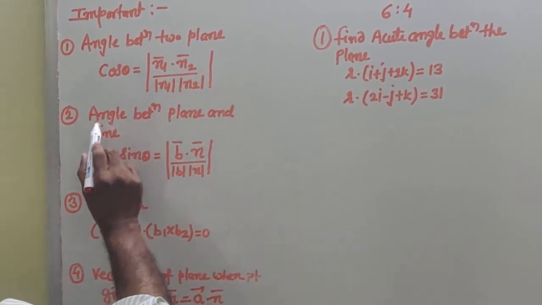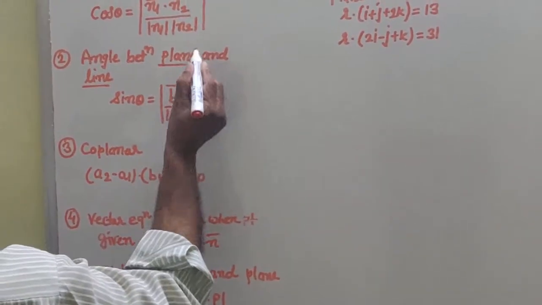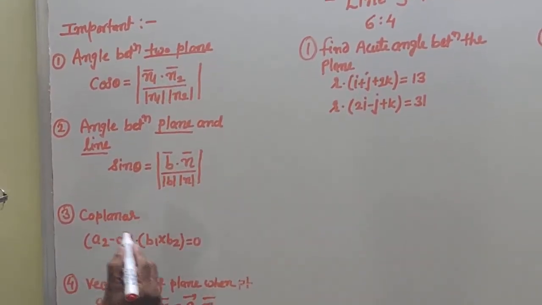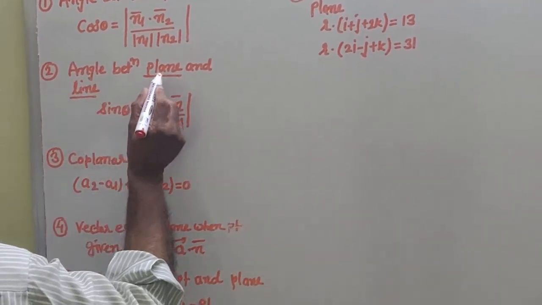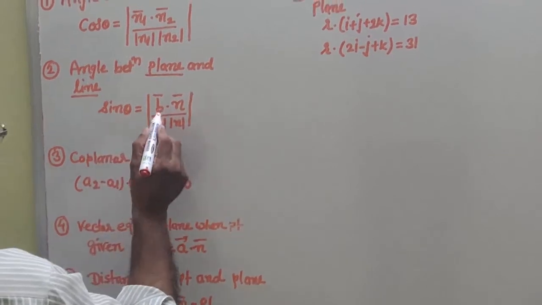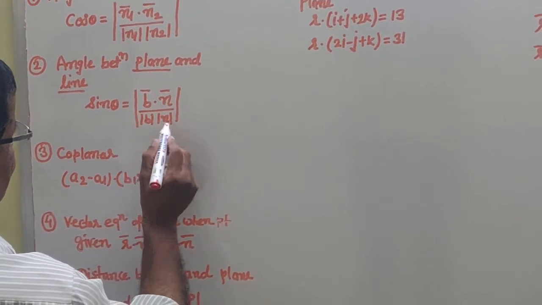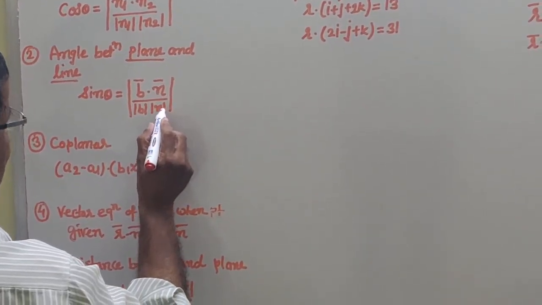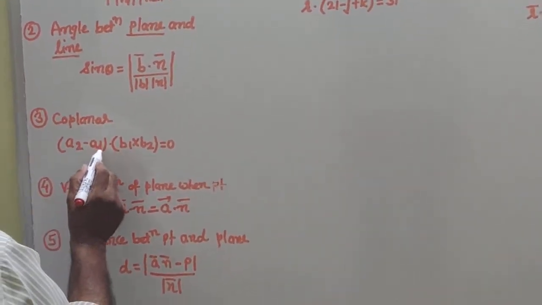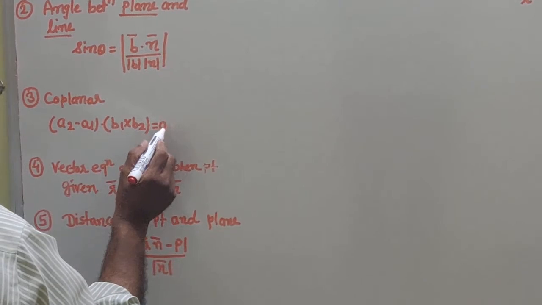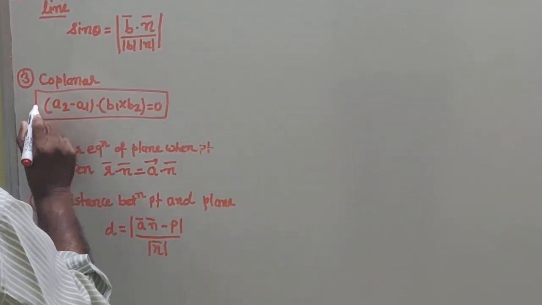Now, for the angle between a plane and a line, the difference is this: for two planes, the equations of both planes are given and you have to find cos theta. Otherwise, for a plane and a line, sin theta is equal to b dot n upon magnitude of b into magnitude of n. Now for coplanarity, a2 minus a1 dot b1 cross b2 must be 0. This is the condition for coplanarity.